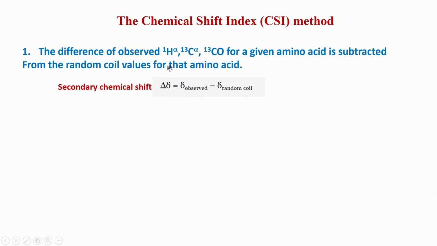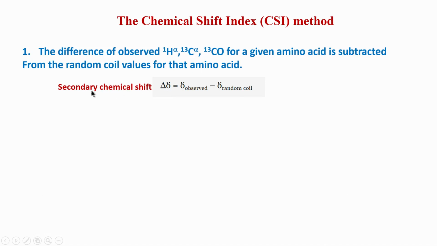Now, once we know the chemical shift value seen in the spectrum for a given amino acid, what we do is we subtract the random coil value from it. So, look at this equation here: we take the observed delta value minus the random coil value for that atom, for example, H alpha in that amino acid. Let us say we are looking at H alpha of alanine. I subtract the random coil H alpha of alanine from the observed H alpha value for alanine. This deviation is called the secondary chemical shift.